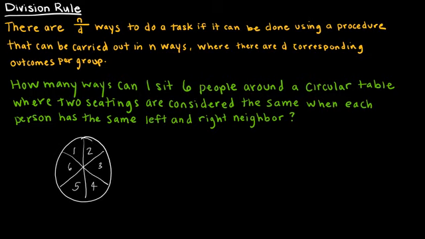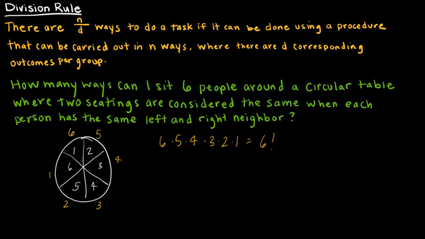So if I were just going to determine the number and it was not considered the same when the person had the same left and right hand neighbor, I could very easily do this by saying there are 6 options for position 1 because there are 6 people. Once I've sat one person in position 1, there are 5 people left for position 2, and 4 for position 3, and 3, and 2, and 1. And so 6 times 5 times 4 times 3 times 2 times 1, or 6 factorial, would be the total number of ways.